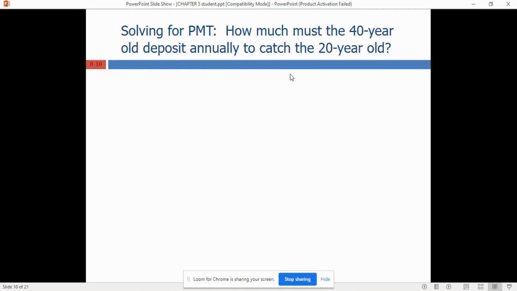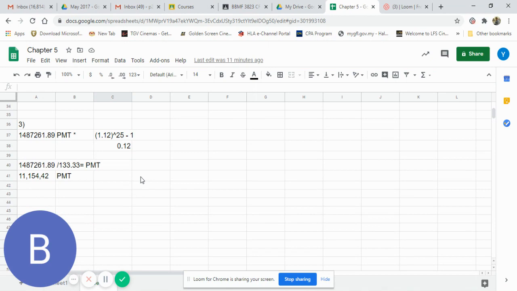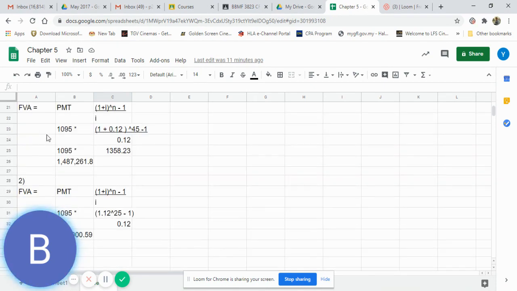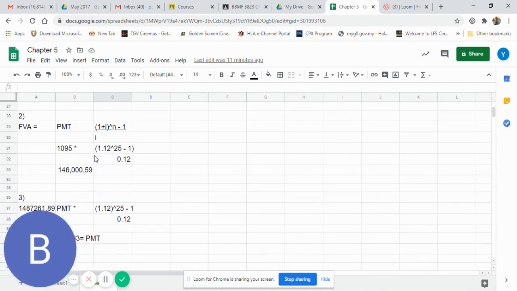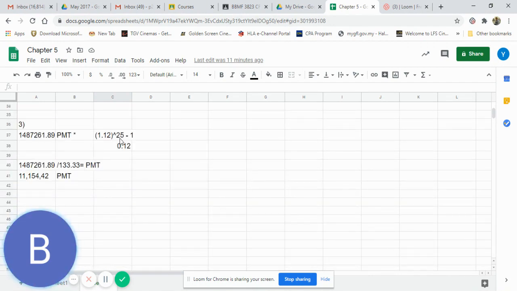All right, so class, back. What did you get? How much you need to save per annum? All right, it is 11,154.42 cents. All right, 11,154.42. Because you want to achieve what you have computed at the beginning, and the same I is 12%. All right, so the only thing you are calculating is the PMT.